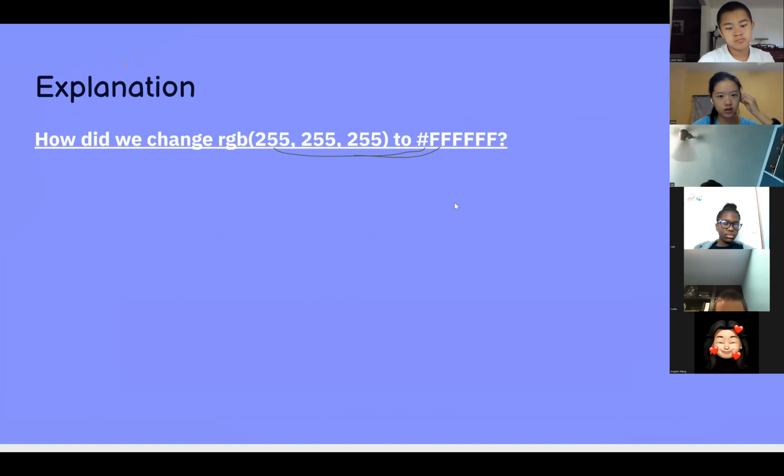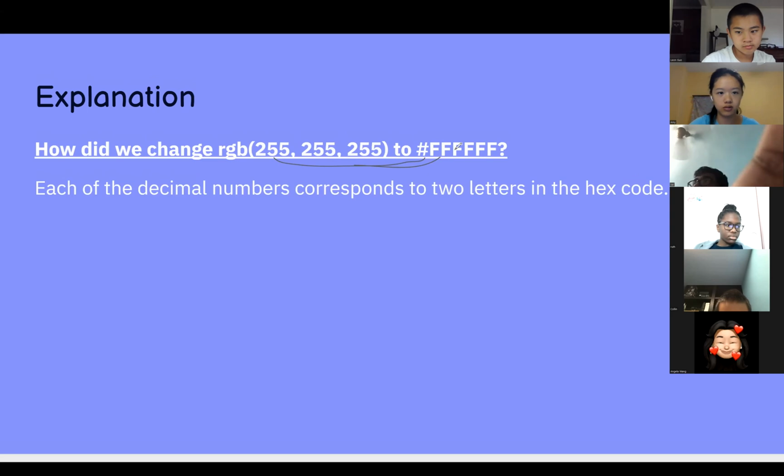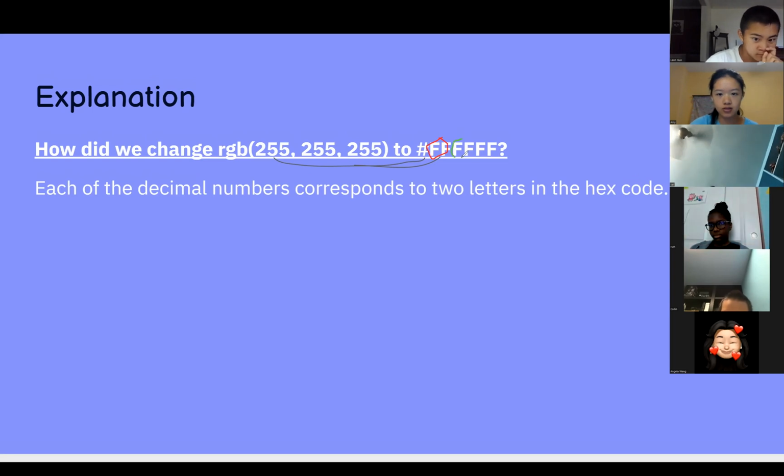Okay, so a closer look at RGB values. I sort of already said part of this, but each of the 2 letters corresponds to one color. So these 2 would represent red. These 2 would represent green. And these 2 would represent blue.